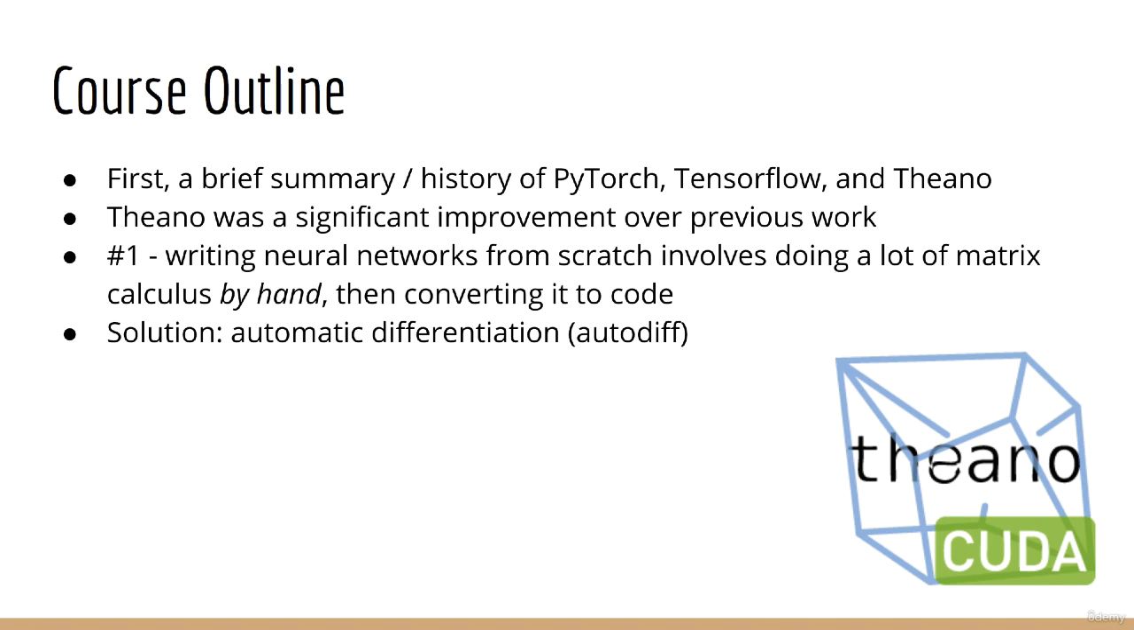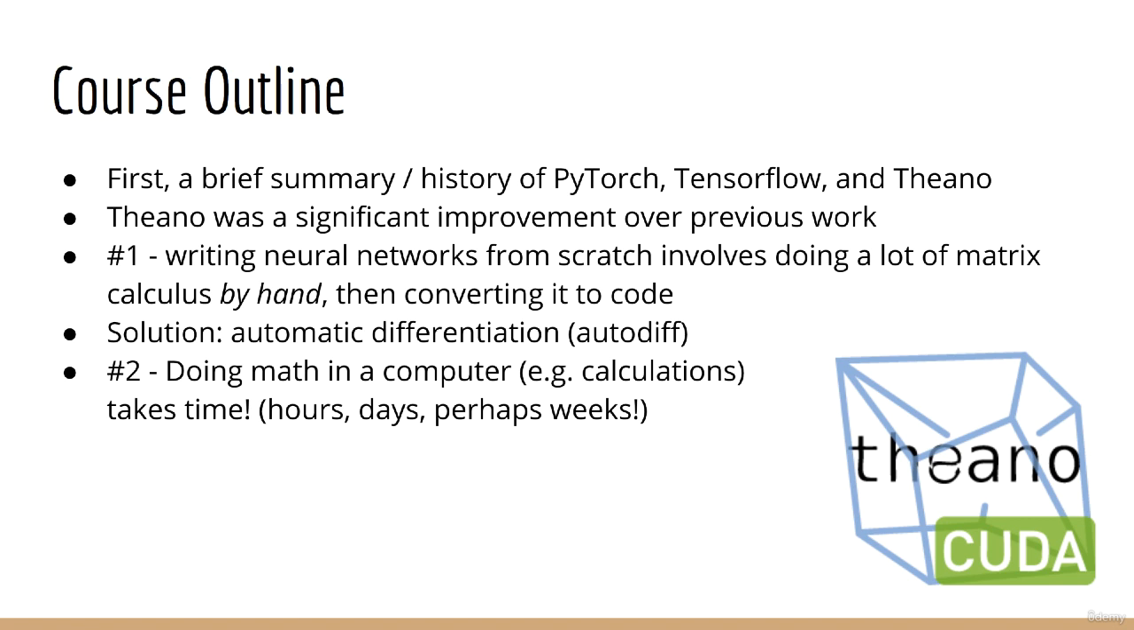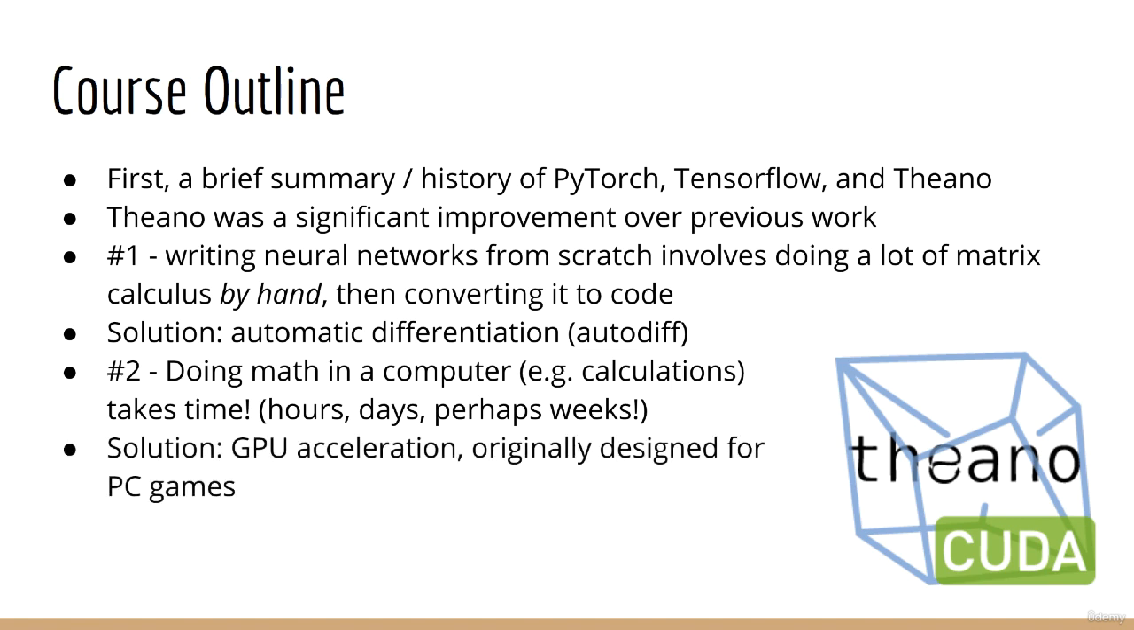And number two, there's a lot of math that has to happen in a neural network, and this takes a lot of time, meaning you'd have to wait hours or even days or weeks to train your neural network. The Theano library was the first to innovate in this area by making use of GPUs, which were originally designed to improve the performance of PC games.